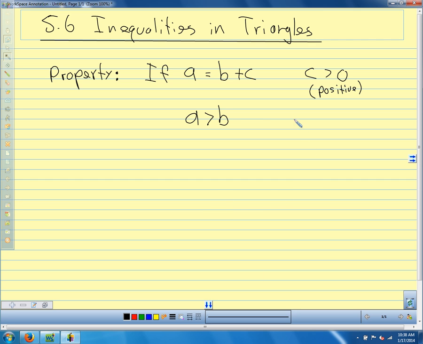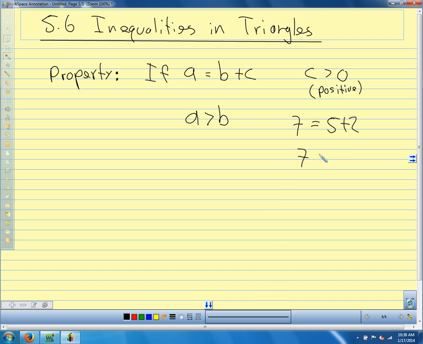So this is like saying 7 equals 5 plus 2. So 7 is bigger than 5. If I'm adding something to this number to get this number, this has to be bigger than this. That's why we're saying C is positive. If C were 0, then it could be equal. But because we're adding a positive number, then it has to be bigger.